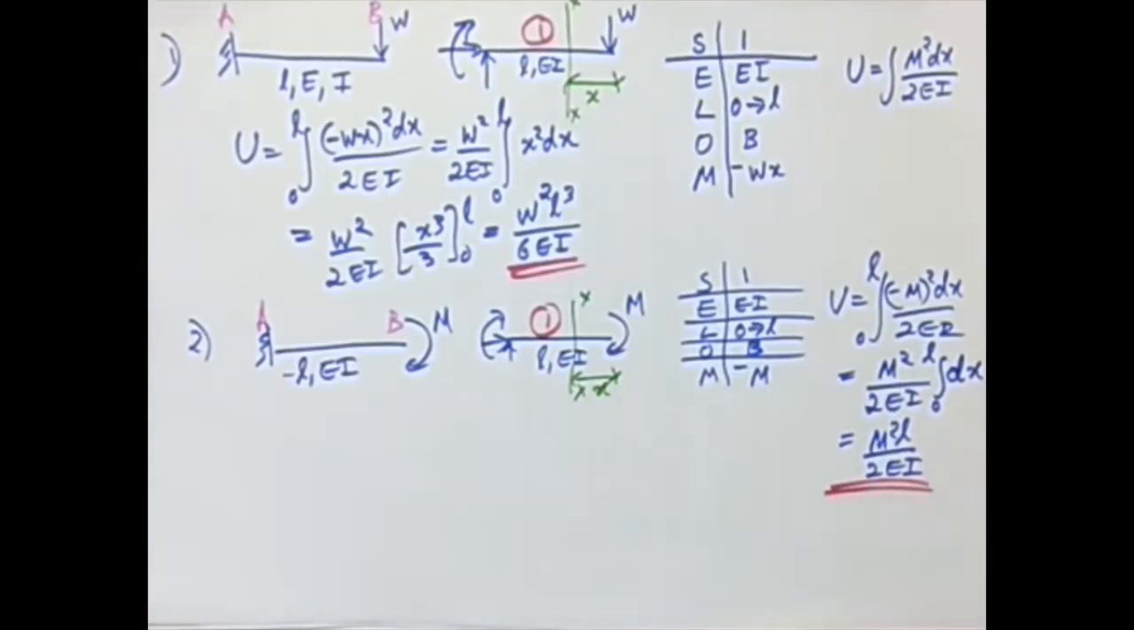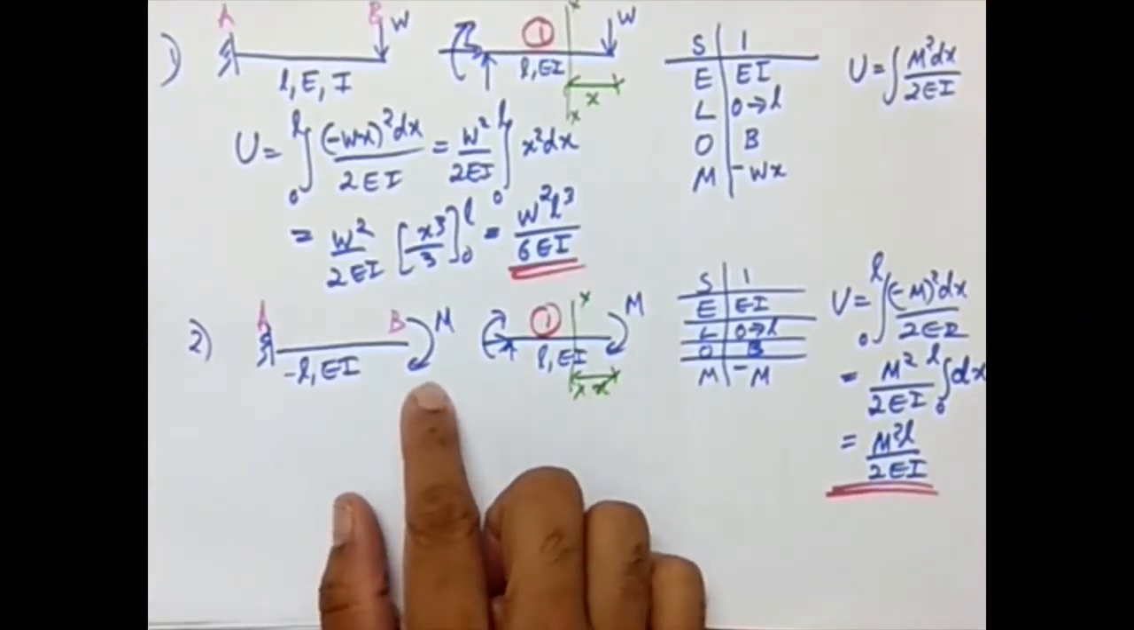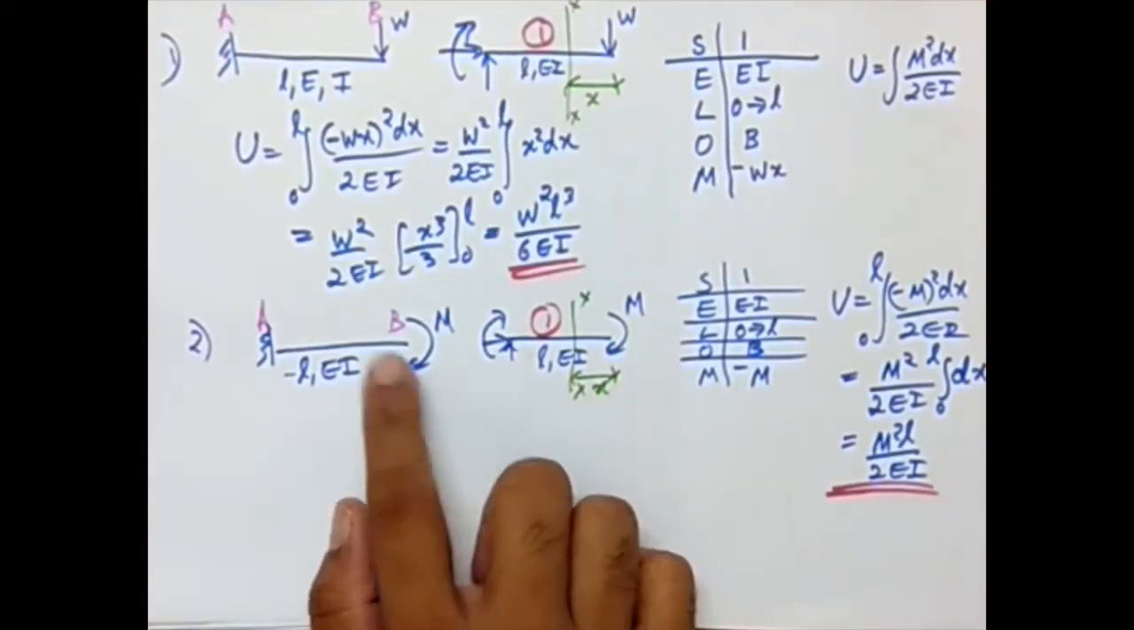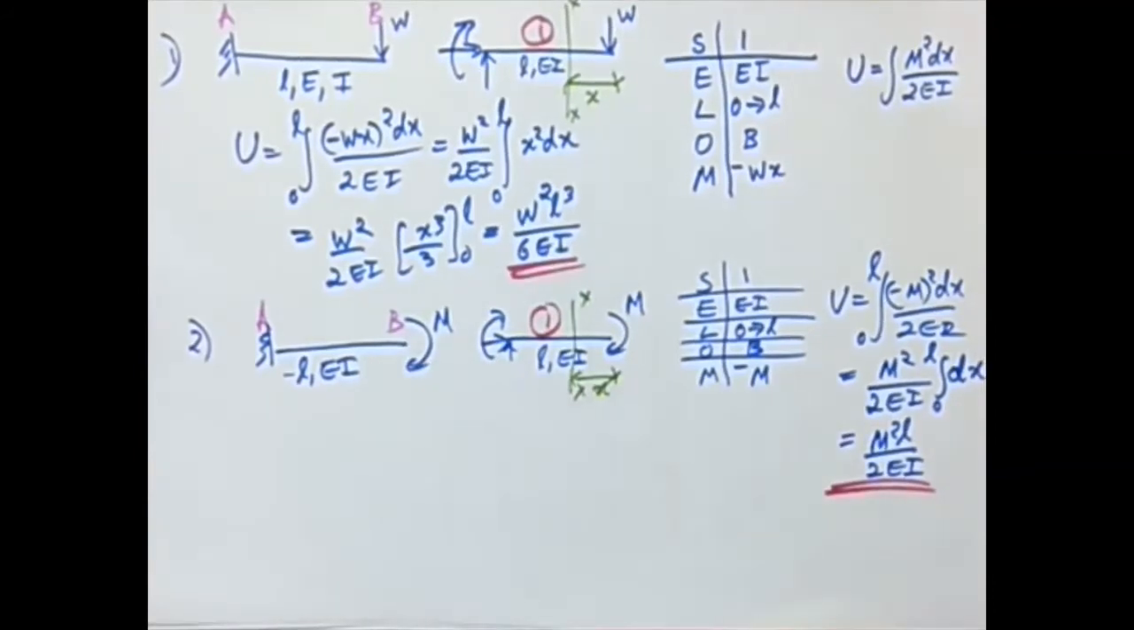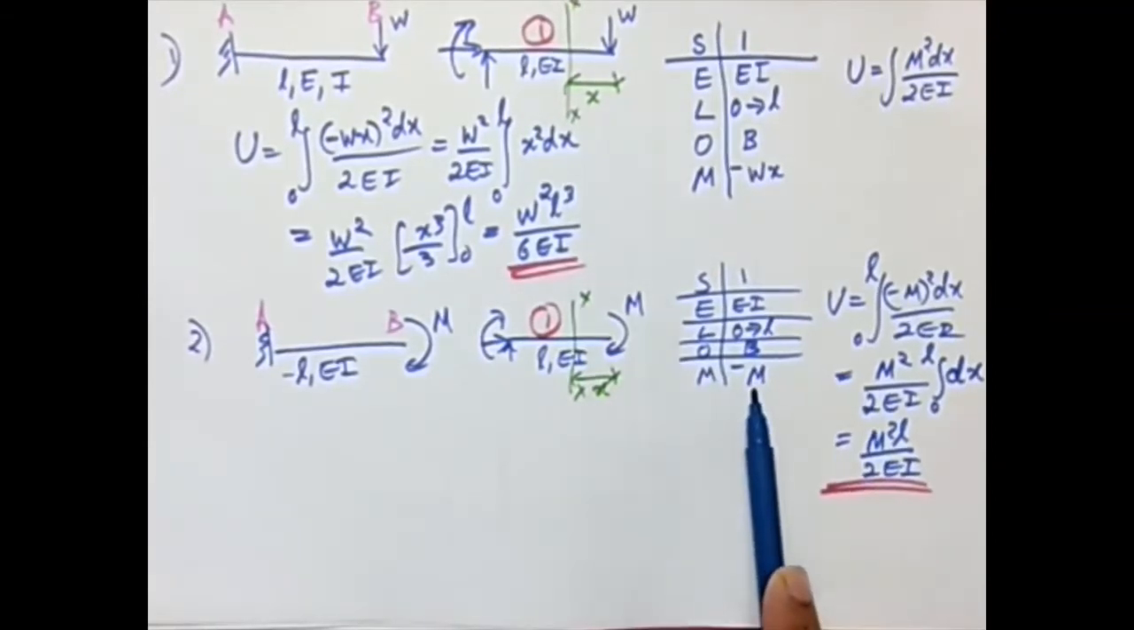So that's the answer for the second case, the strain energy for a cantilever beam subjected to a moment at the free end, and the direction of the moment is clockwise. What happens if this moment was in the anti-clockwise direction? Will there be any change for the strain energy value? If this was anti-clockwise, what would have been the difference? The difference would be that minus M will become plus M, right?